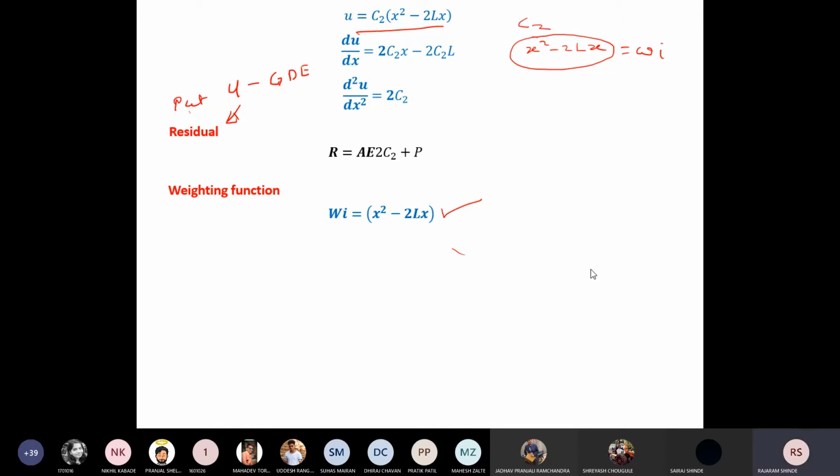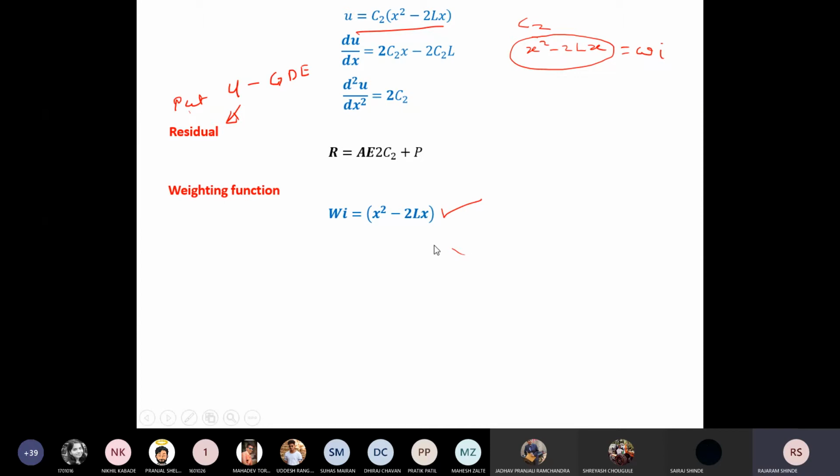Akshay Shinde, have you got it? Yes, sir. Amol Patil. Yes, sir. I will ask for the next problem. Every time I am telling this is a weighting function, this is a weighting function, and you are responding. Now this is your weighting function.